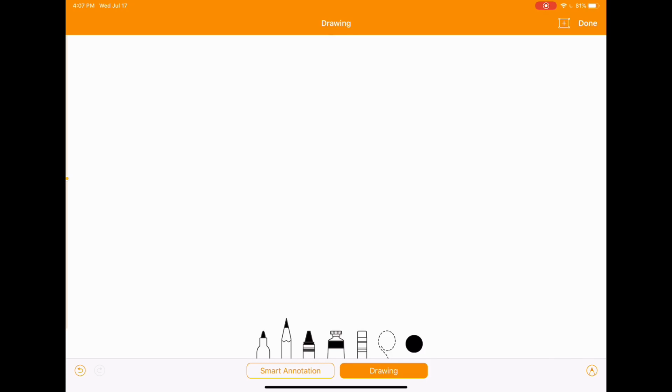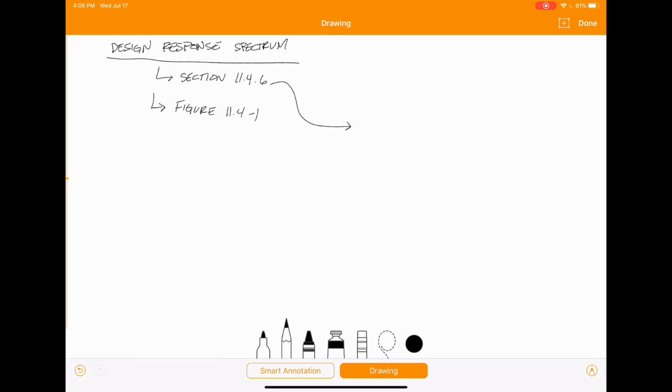So, along with the criteria, there's this thing called the design response spectrum. And this is just a spectrum that has been developed over the years by studying earthquakes, and it helps us to better design for earthquakes. So this spectrum can be found in section 11.4.6, and figure 11.4-1 gives you a visual of what that spectrum actually looks like. But you're going to use the equations from this section to help you to develop a response spectrum.